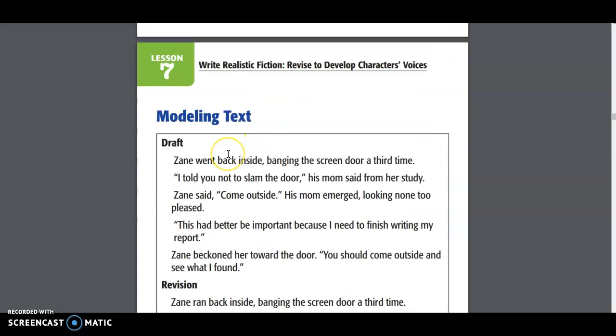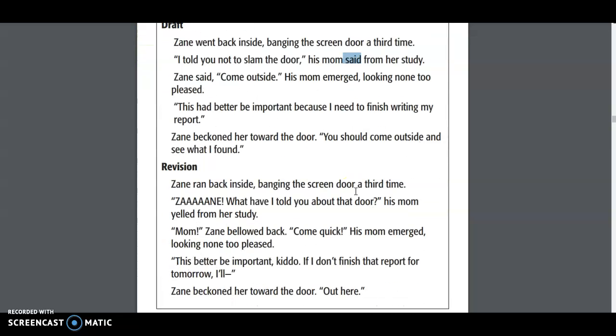Here's a draft. Zane went back inside, banging the screen door a third time. "I told you not to slam the door," his mom said from her study. Zane said, "Come outside." His mom emerged, looking none too pleased, so she wasn't very happy. "This had better be important because I need to finish writing my report." Zane beckoned her toward the door. "You should come outside and see what I found." So your draft may look like that right now. Just some quotation marks, and you've added in "said," those words we add to make sure we know who's talking. And here's the revision to make the voice of the characters a little better.